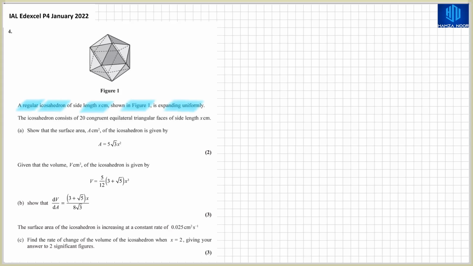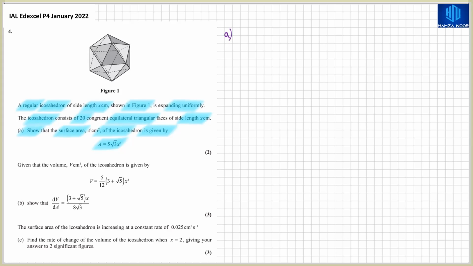So this icosahedron is basically a solid figure with 20 plane faces, especially equilateral triangles. The icosahedron consists of 20 congruent equilateral triangular faces of side length x centimeters. The requirement of part A is to show that the surface area A square centimeters of the icosahedron is given by A equals 5 root 3 times x squared.